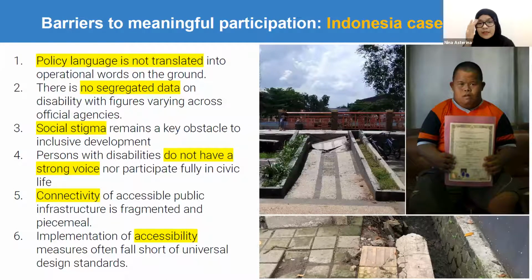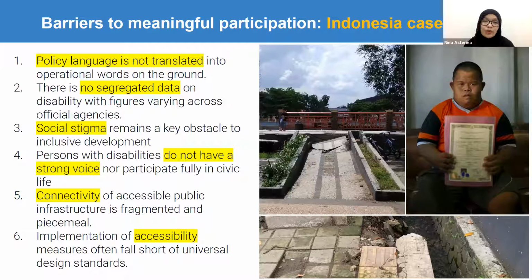And then it also includes political events, which makes them very low represented in voicing their thoughts and ideas and even aspirations. That's why a lot of policies and programs result not based on evidence-based policies. So it makes those people still be left behind in the development process.